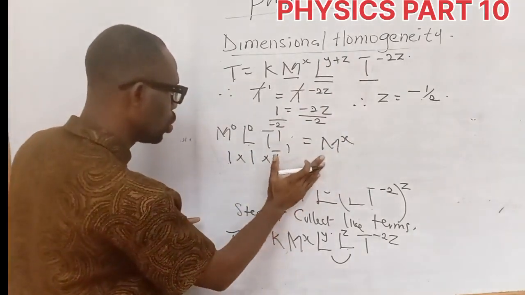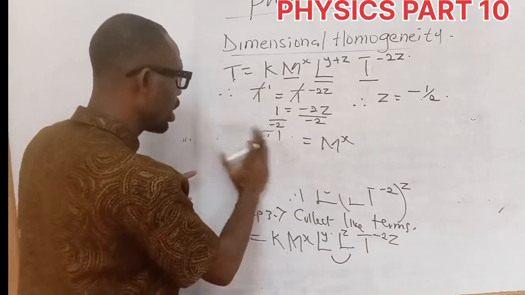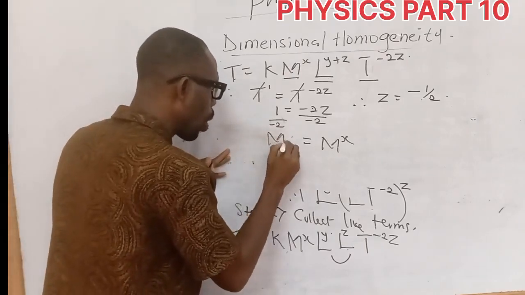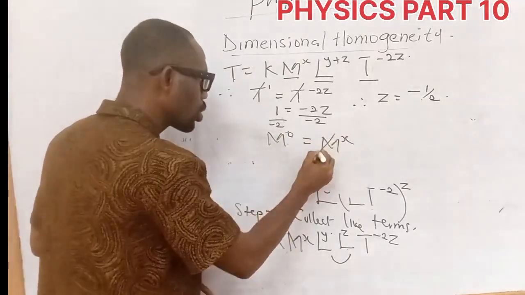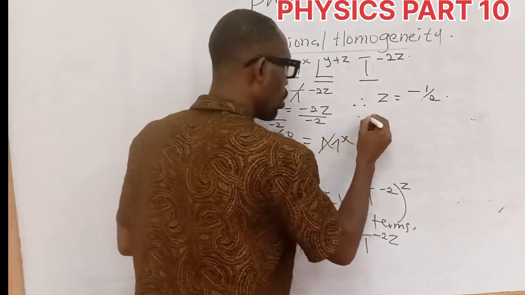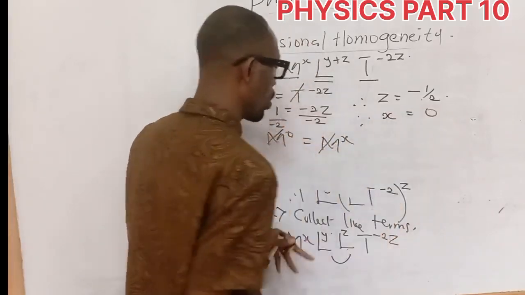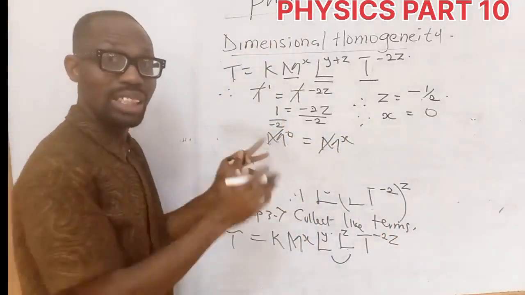So let's continue. In this case, I will now say M raised to power what? 0 is equal to what? M raised to power x. I will cancel M, cancel M. Therefore, x is equal to 0. Do you see? x is equal to 0. This is how I got x.